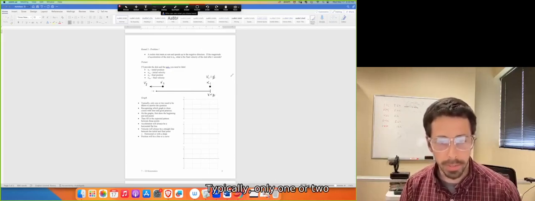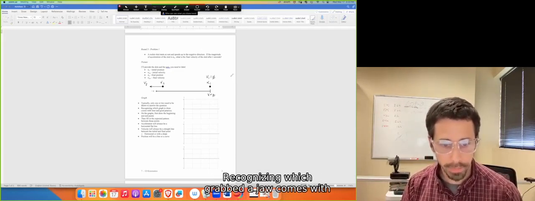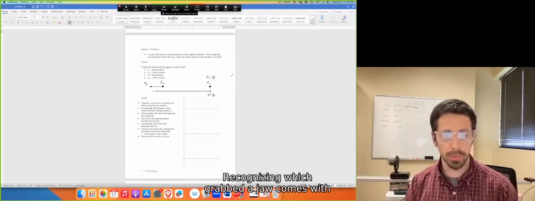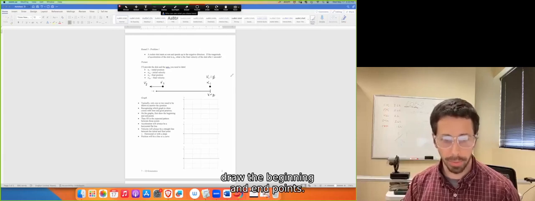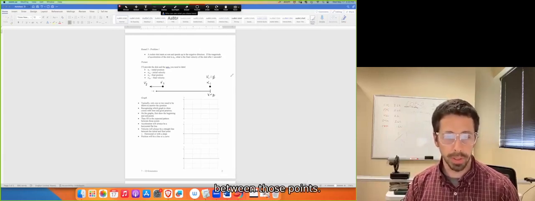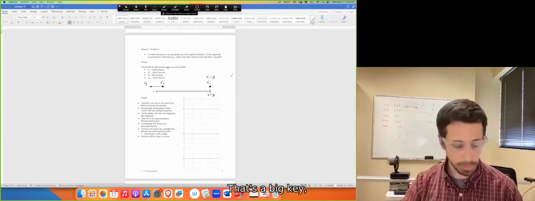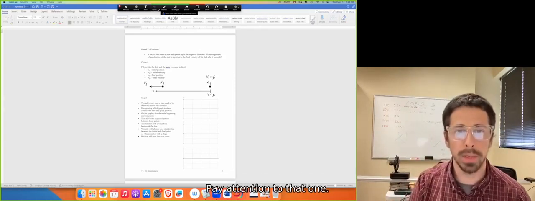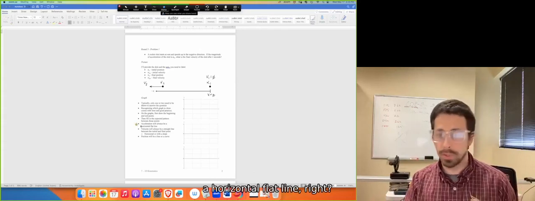Graph. Typically only one or two need to be drawn in order to answer the question. Recognizing which graph to draw comes with time and practice. On the graphs, first draw the beginning and end points, then fill in the expected pattern between those points. Acceleration will always be a horizontal flat line. That's a big key, so pay attention to that one. Acceleration is always going to be a horizontal flat line.